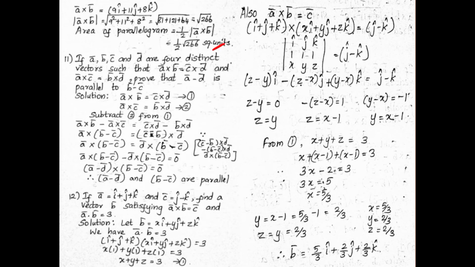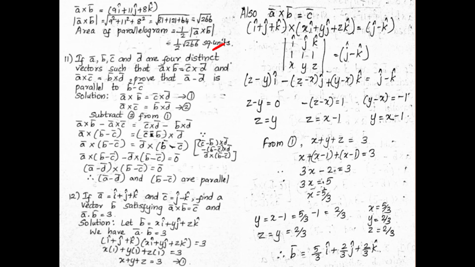11th problem: if A, B, C, D are four distinct vectors such that A vector cross B vector is equal to C cross D vector and A vector cross C vector is equal to B vector cross D vector, prove that A vector minus D vector is parallel to B vector minus C vector. We have to prove A vector minus D vector is parallel to B vector minus C vector.